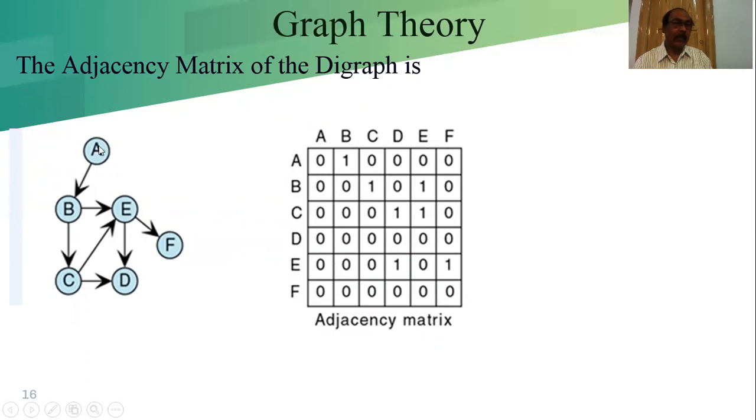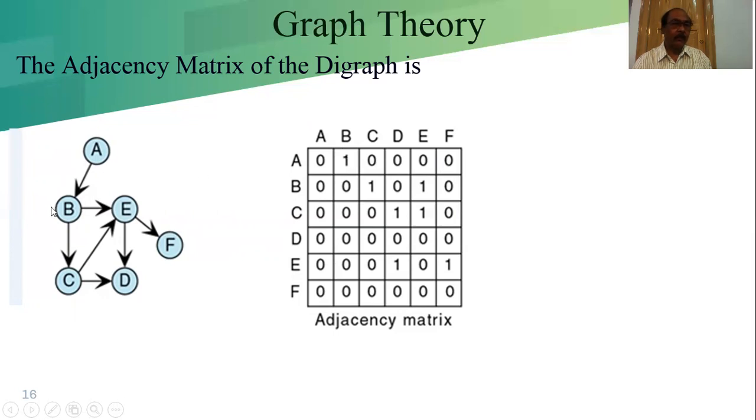Now according to the connections, consider A. There is an edge directed from A to B, so A to B is 1. A has no other edge directed from A to other vertices. Only one 1 is there and the other elements are 0.